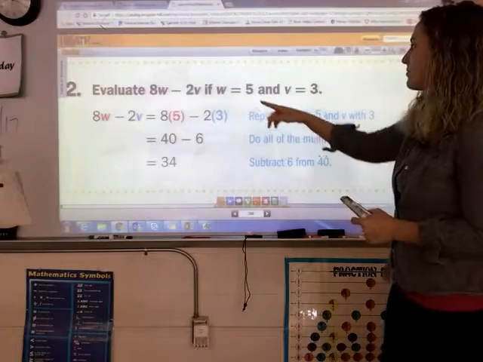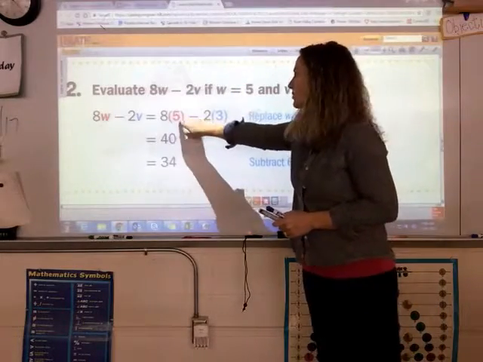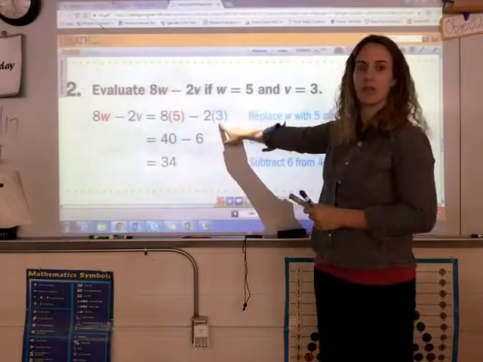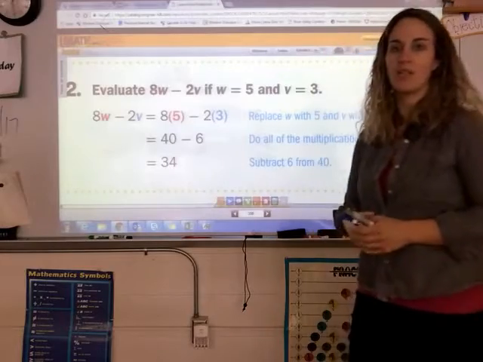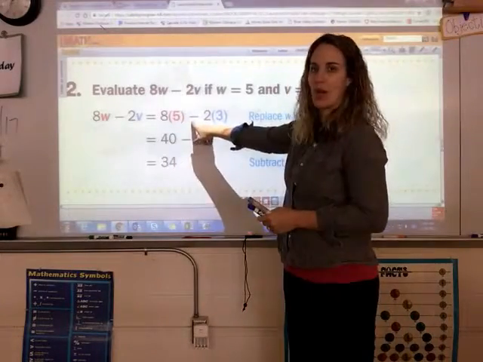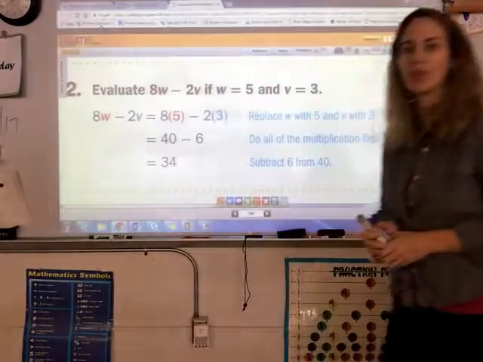Okay, so 8w, so 8 times 5, excuse me, 8 times 5 is 40, minus 2 times 3, which would be 6. Remember, please excuse my dear Aunt Sally, your order of operations. So we have to multiply first, then we're going to subtract. So 8 times 5 is 40, minus 6, and we would come up with 34.